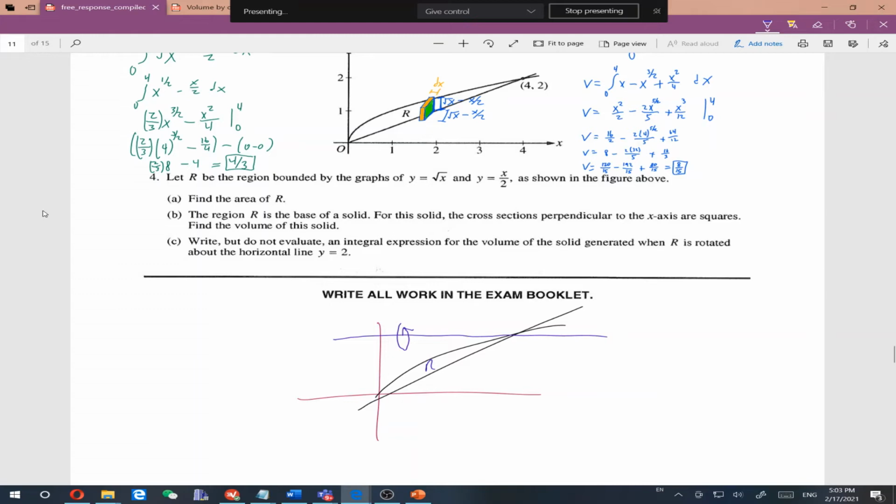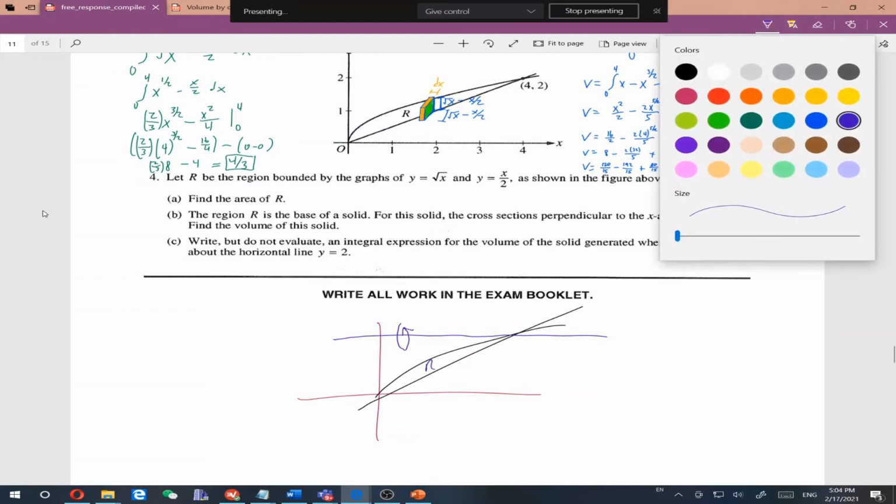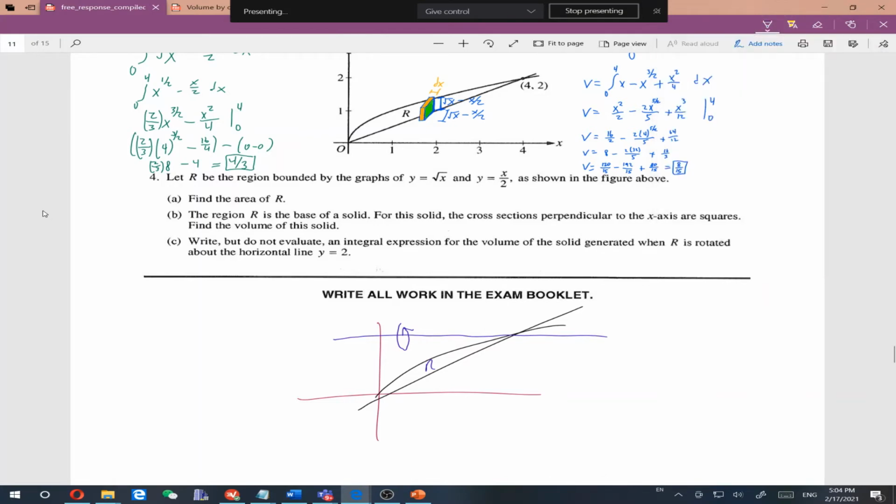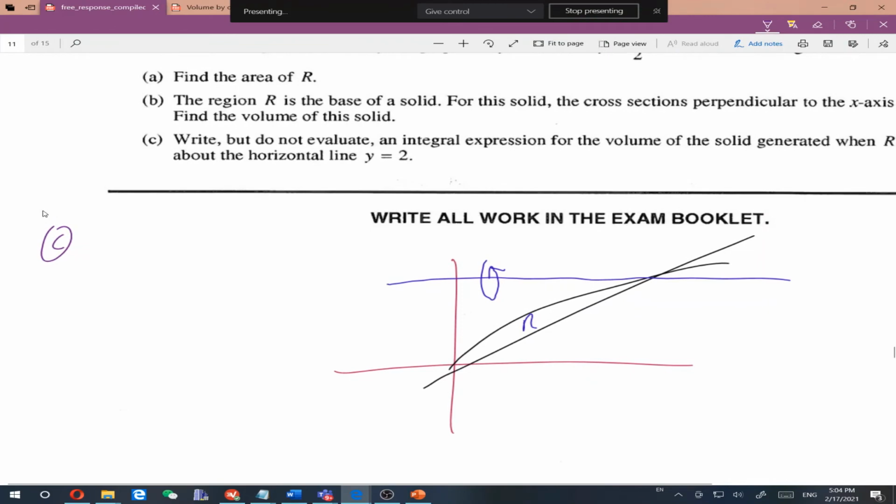Andrew, will this be disk method or shell method? Disk method. Okay, you're right. Why is this disk method? Because we're rotating around a horizontal line. Yes. Okay. What's our formula for disk method?